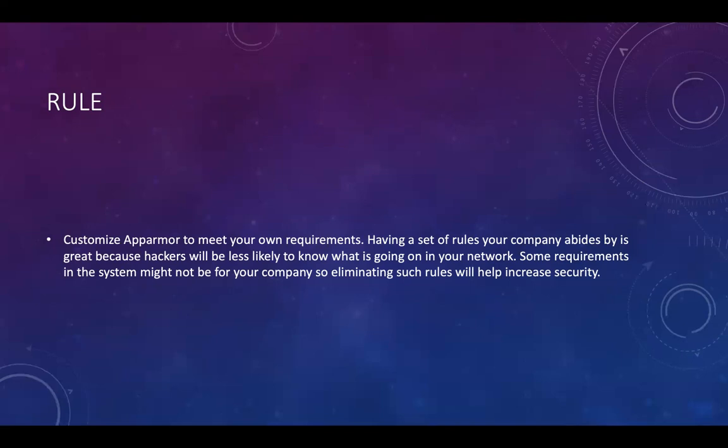And some requirements in the system might not be for your company. So eliminating such rules will help increase security. In security and trying to protect your network, of course, having double security is very essential, but less is more in a sense. So you should always remove rules that you're not using from the system because sometimes that's a way that attackers or hackers could come through the system, by rules that you never use.